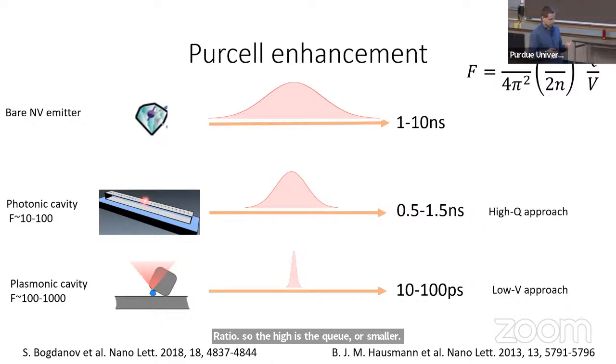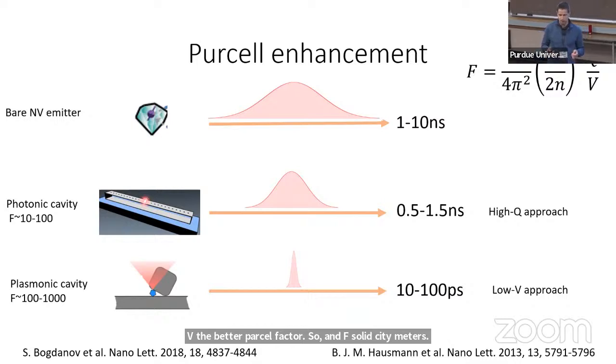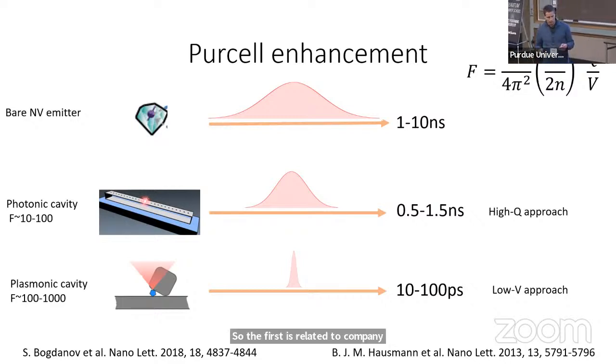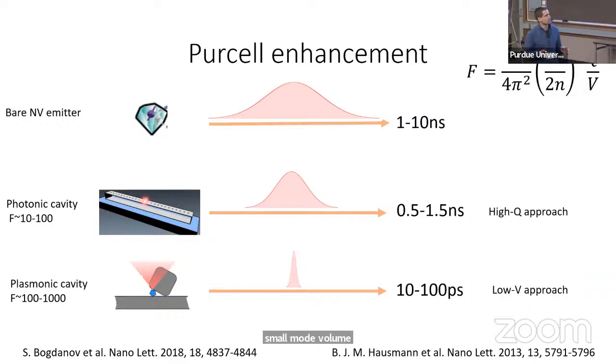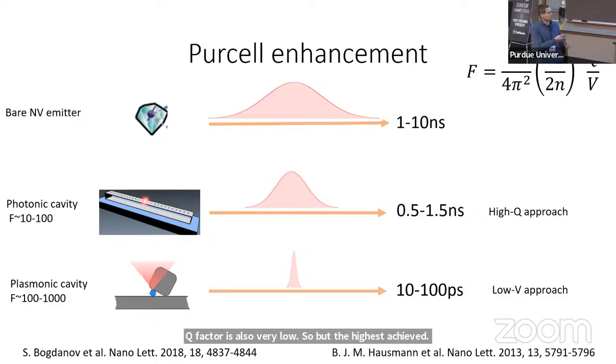For solid state emitters, there are two main approaches which give us this Purcell enhancement. The first is related to dielectric photonic cavities, where you can achieve high Q, but the mode volume is not very low. Alternatively, you can use plasmonic cavities, where you have the opposite situation: very small mode volume, but the Q factor is also very low.